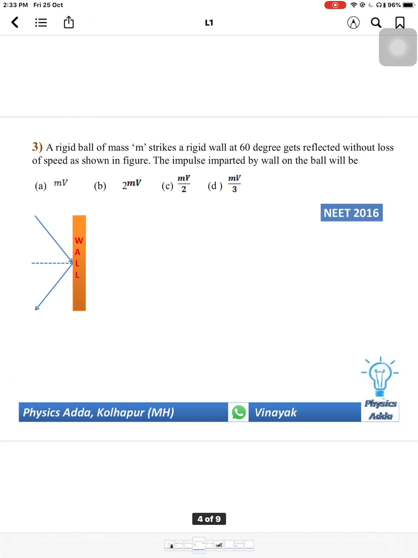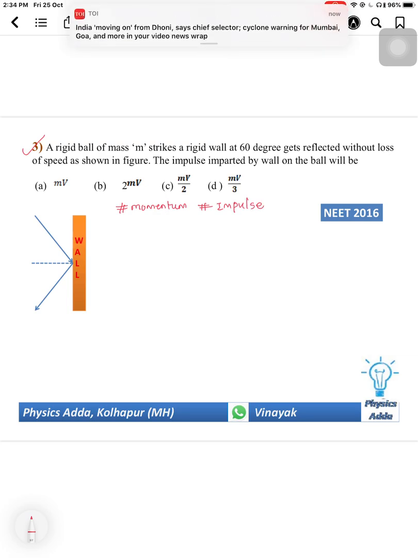Now let's attempt question number 3. You can read the question and try to attempt the question. You need to know the concept of momentum and impulse if you want to attempt this question. This question was asked in NEET 2016.